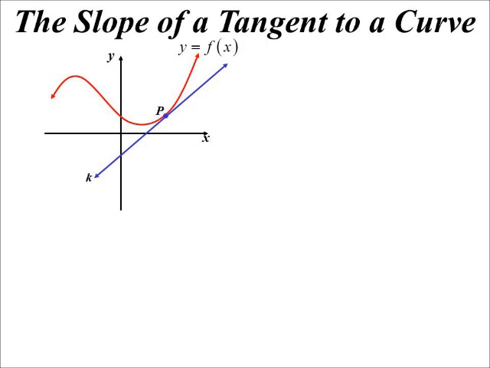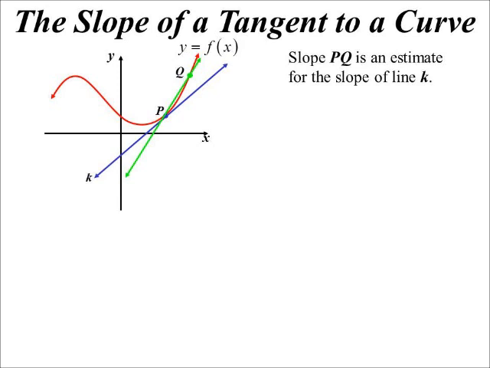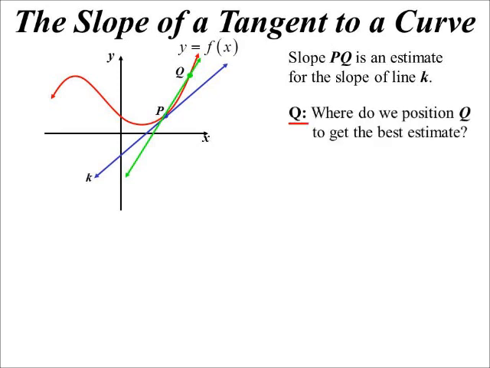I could estimate it. This time I'm going to use p as one of the points of my estimate, and I'll have the other point as q. So pq would be an estimate. Not a great estimate, the way it looks at the moment, but of course I could make it a better one by moving the position of q. And so the question is, where should we move q to get our best possible estimate?